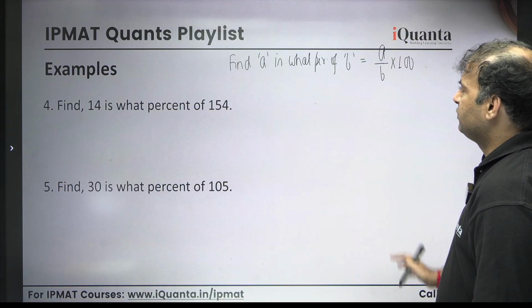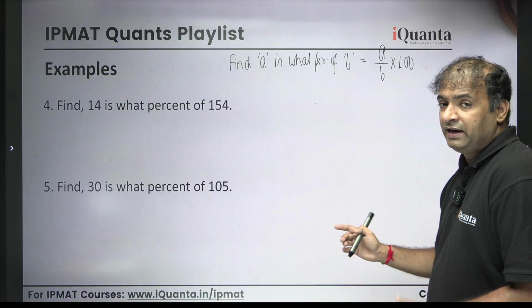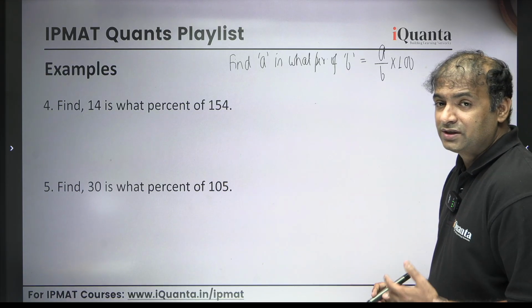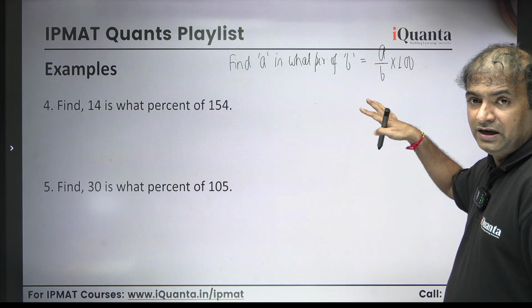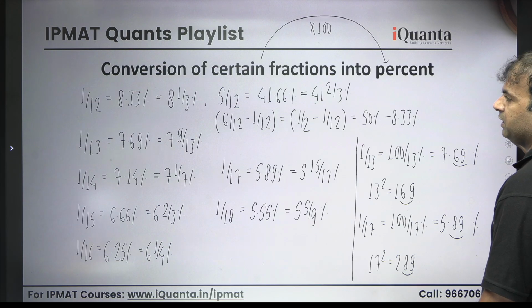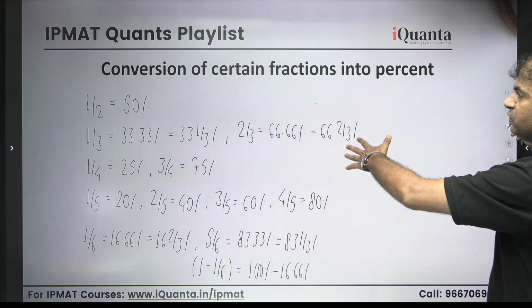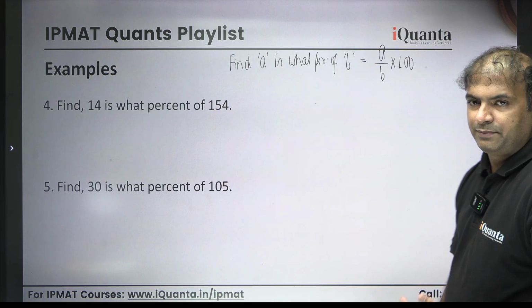Now, either you write A upon B into 100 or you can just write A upon B and then find its percentage conversion. That can also be done, the same thing. So this is what we are going to do here. We will not be multiplying by 100. We'll just be writing the fraction A upon B, and then converting the fraction into percent as we learned in the conversions here, right? Okay, let me show you one example and then I can elaborate more.